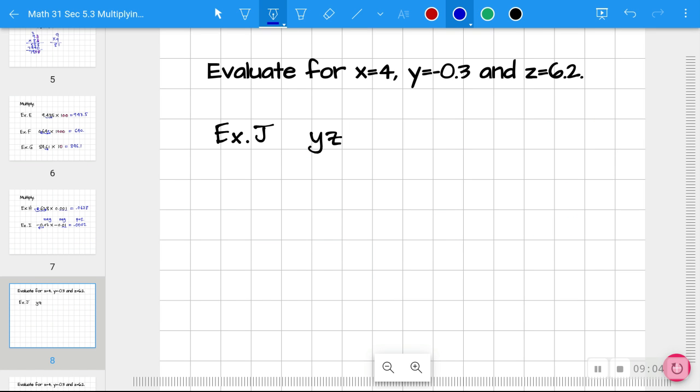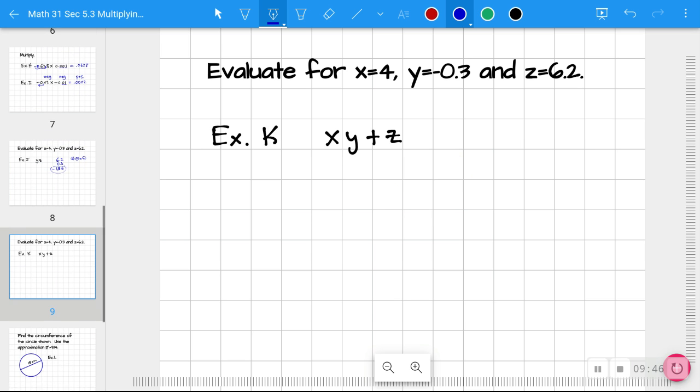Okay, we're given values for x and y and z, and this first problem really only uses the y and the z. And when it says y, z, you're being told to multiply them. So we're going to multiply this 6.2 times the negative 0.3. Now I'm going to leave the negative sign off for now, but if you have a positive times a negative, your answer has to be negative. So 3 times 2 is 6, and 3 times 6 is 18, and there's 2 decimal points, so it's 1.86, but we have to introduce the negative sign to get it right.